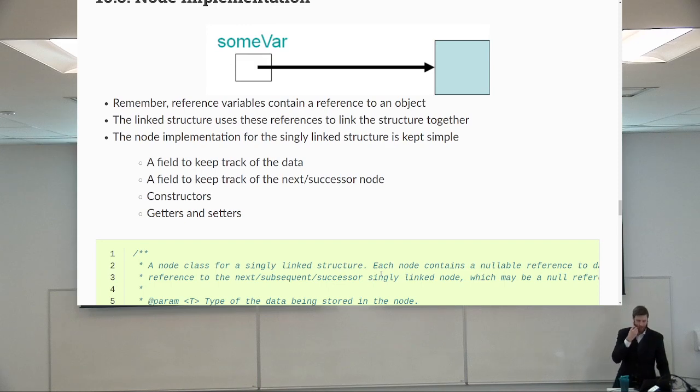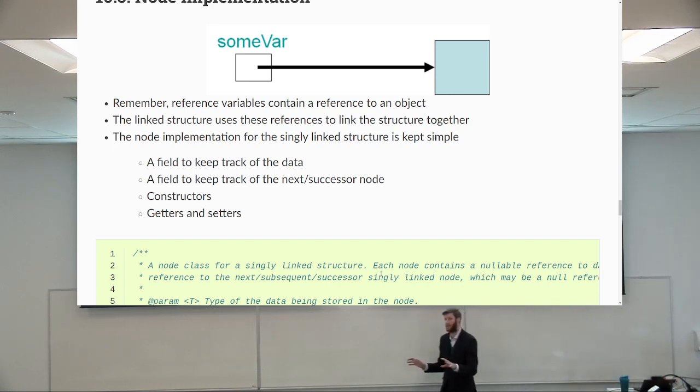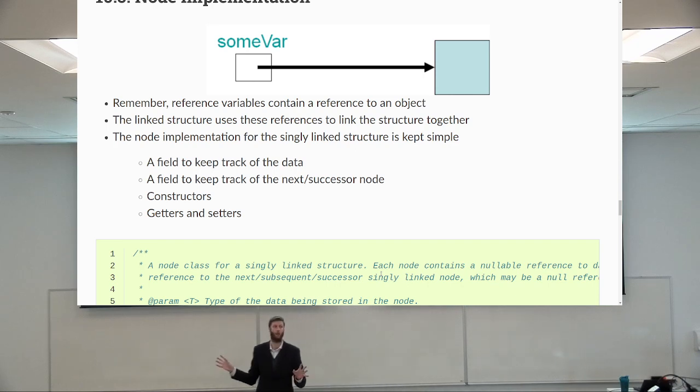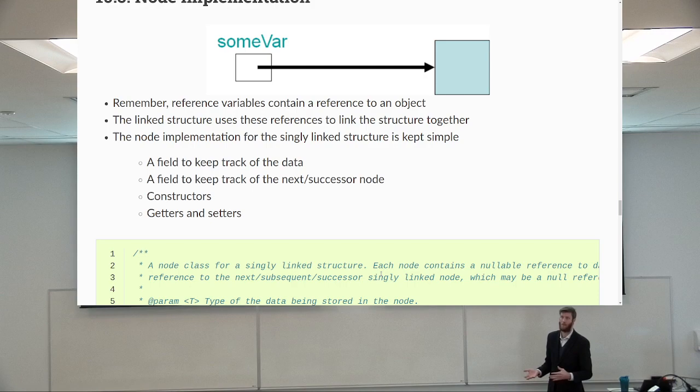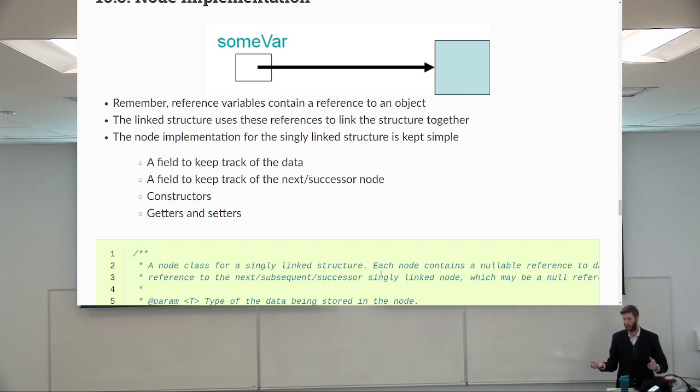So if a reference variable contains a reference to an object, a linked structure uses these references to link the structure together. The node implementation for a singly linked structure is kept very simple. You will notice there is not going to be a class for a linked structure. There is no class for a linked structure. All we have is a class for a node. But then when we string these nodes together, we get the linked structure. Now we can use these linked structures to make a stack, for example, which is what we're going to do.